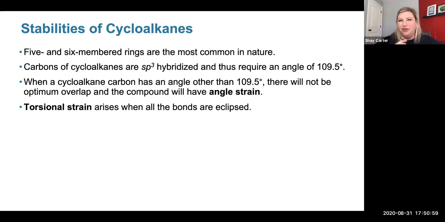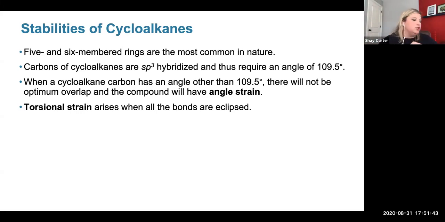So let's review our different types of strain. We have 3 types of strain. We have torsional strain. Torsional strain arises when the bonds are eclipsed with each other, okay? So when one bond overlaps another bond and they're too close, the electrons that hold the bond together are too close to each other. Then we have steric strain. Steric strain is when two bulky groups are too close together and their electron clouds repulse each other. Okay, so torsional strain, we're looking at the bonds. Steric strain, we're looking at the groups or the substituents.